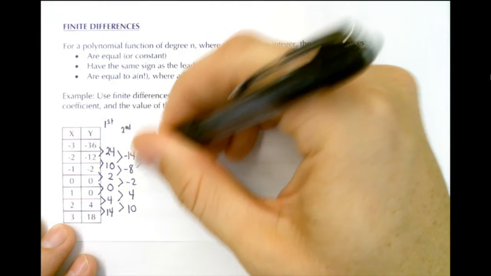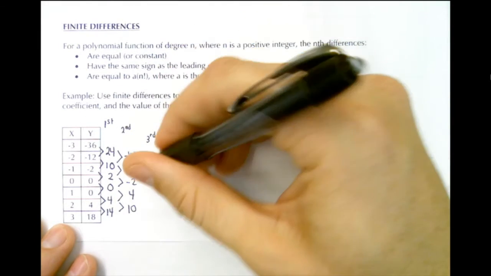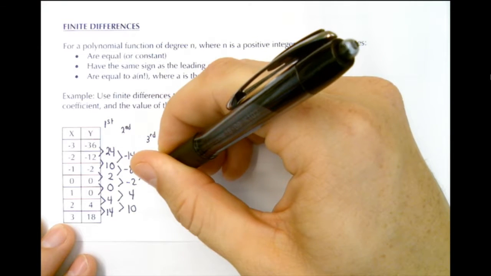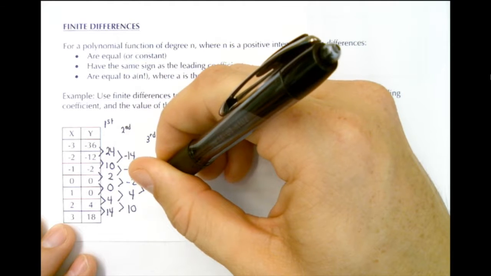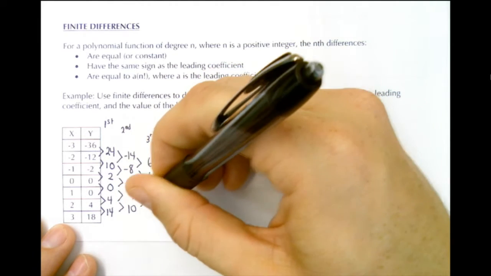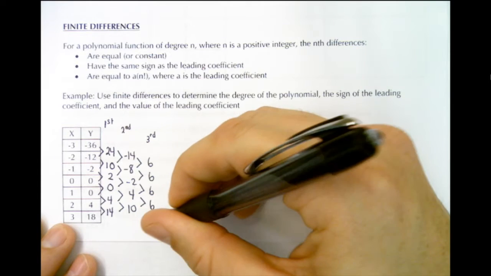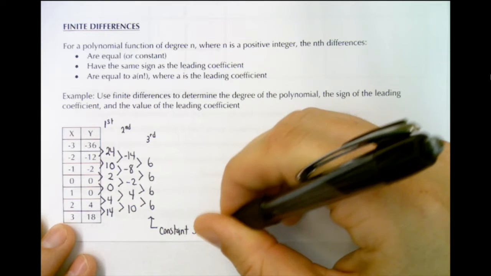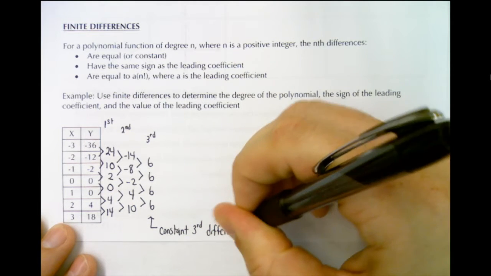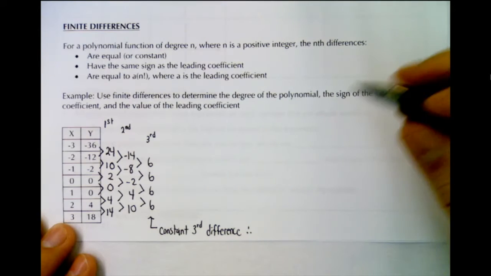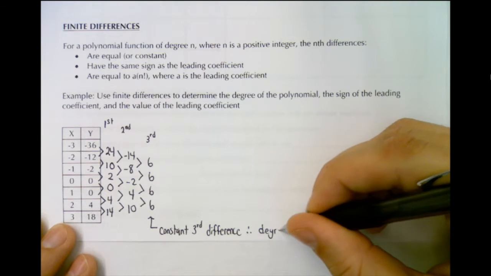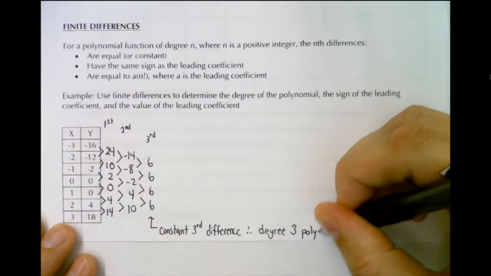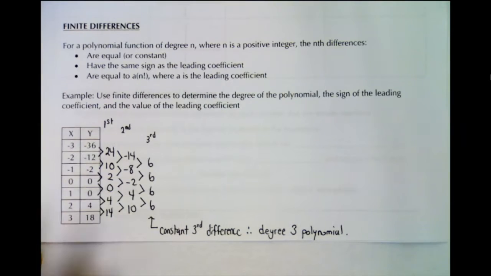Third, what's happening? Well, we're going up 6, because negative 8 minus negative 14 is 6. Again, it's up 6. Negative 2 minus negative 8 is 6. 4 subtract negative 2 is 6 again, and 10 subtract 4 is 6. So here we have a constant third difference. Therefore, we can conclude this is a degree 3 polynomial, which means that polynomial is going to have an x cubed term in its equation.